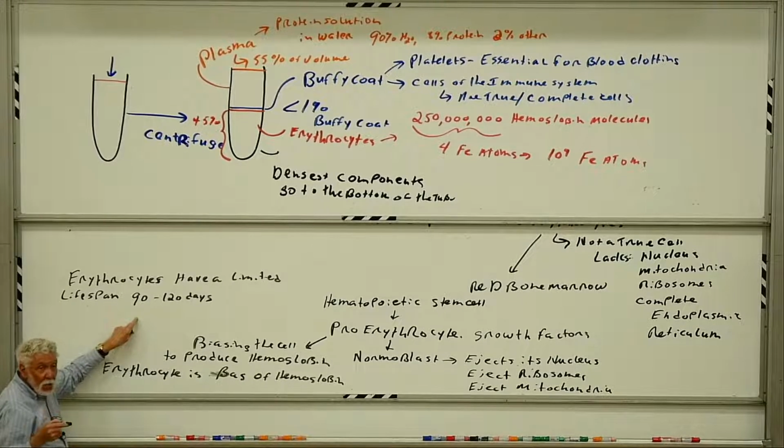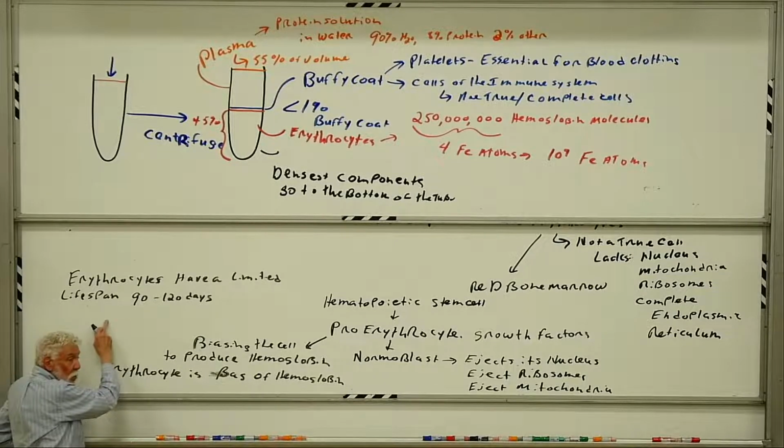Telling you that every minute of every day, or basically every day, you're turning over about 1% of all your erythrocytes. It's an enormous number. Tens and tens of millions of these cells are being produced every minute of every day. But that's simply because they don't live very long.